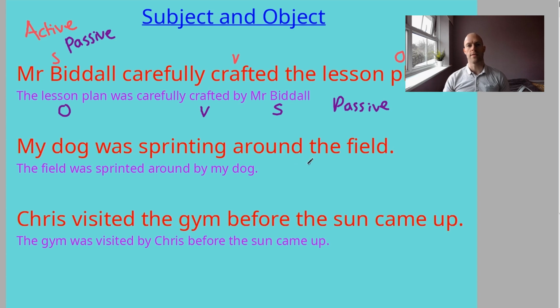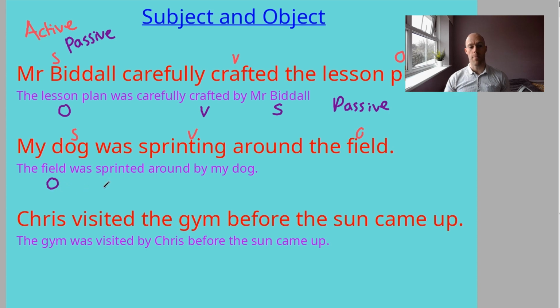So "my dog was sprinting around the field." That's in active. Subject, I will write in red so we don't confuse ourselves. Subject, verb, object. And now if we were to flip that around, you might be able to do it in your head. It sounds slightly odd, and this is why I say active voice is how we normally write. "The field was sprinted around by my dog." It sounds a bit clunky.